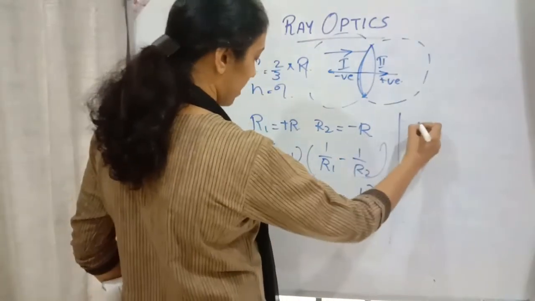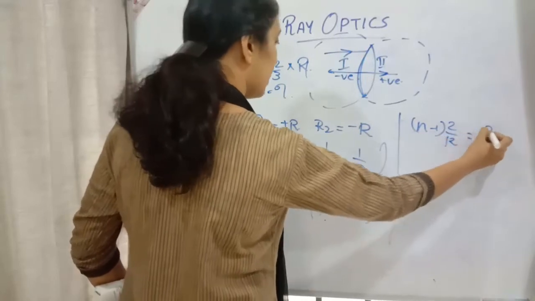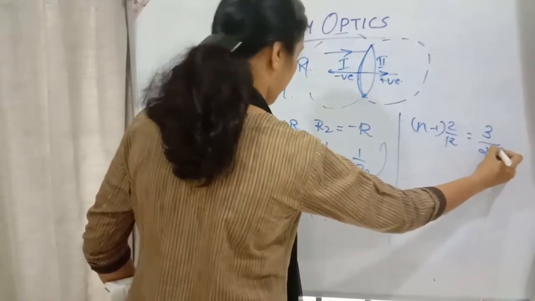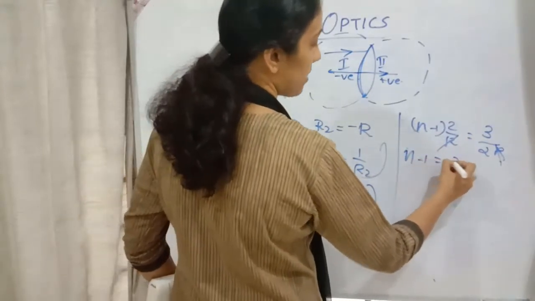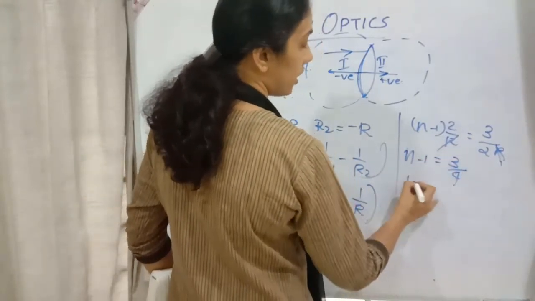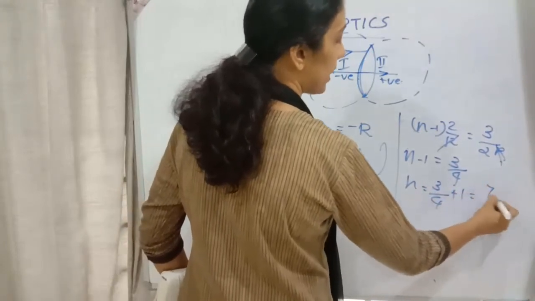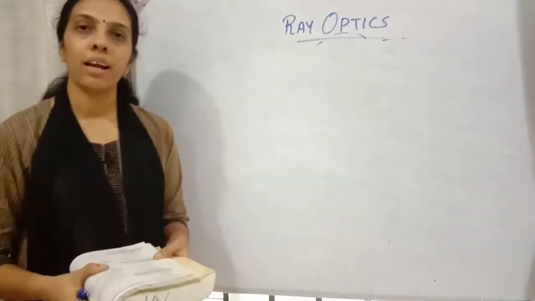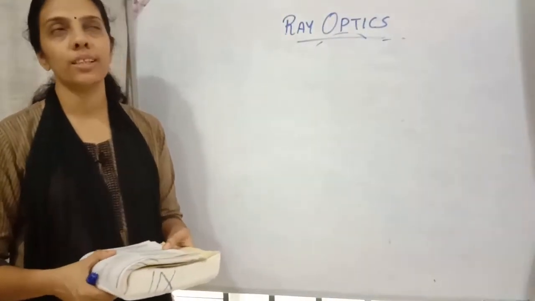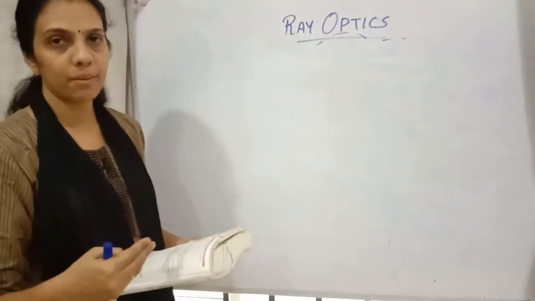From this, N minus 1 into 2 by R equals 3 by 2R. R and R will get cancelled. N minus 1 equals 3 by 4. N equals 3 by 4 plus 1. So we will get 7 by 4. Okay, clear? Next question, a textbook question, that is your textbook solved example.